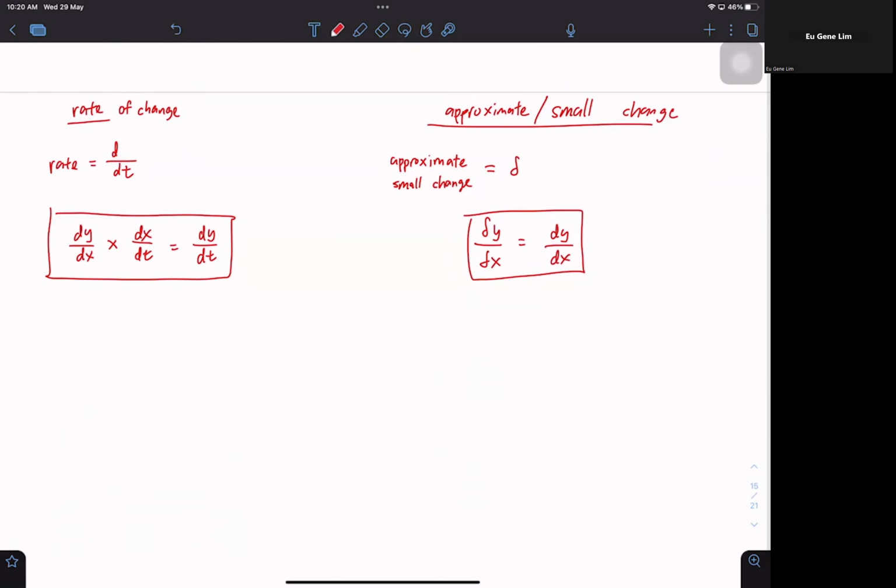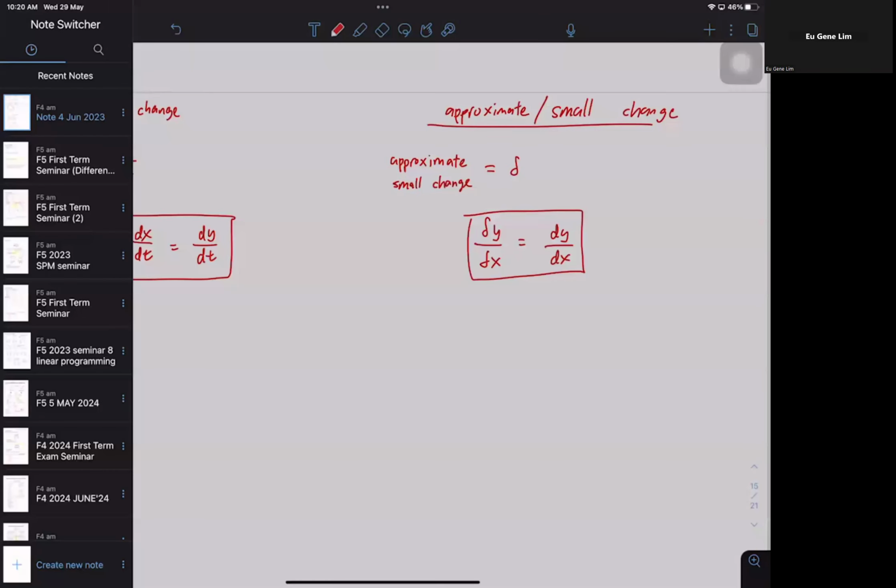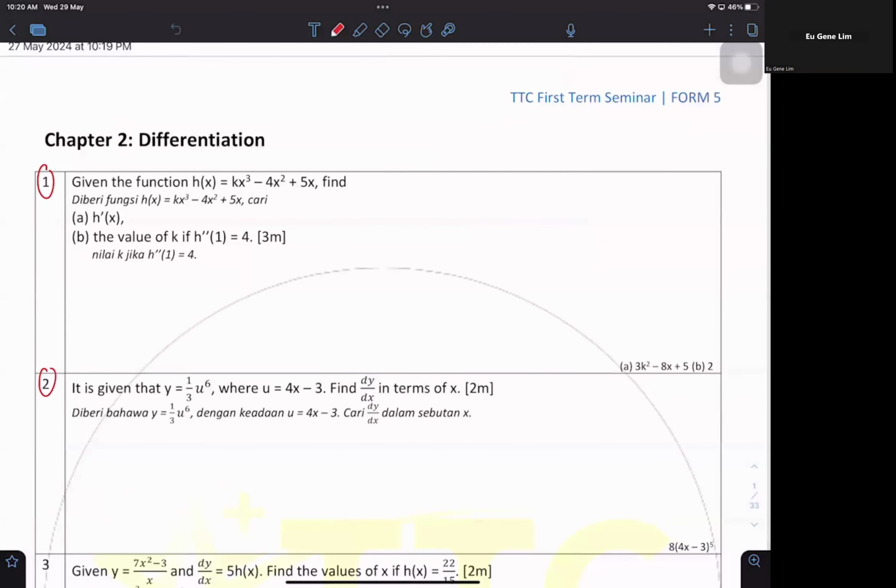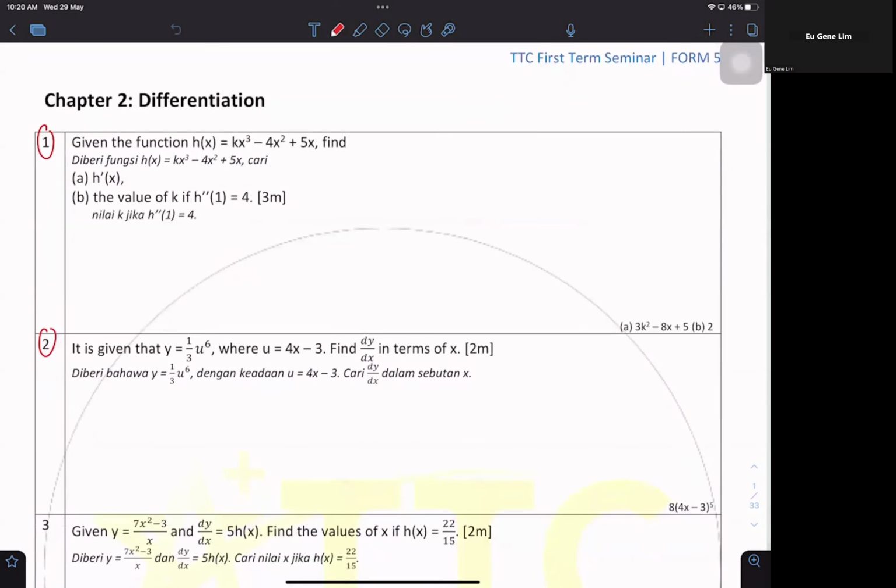Okay, so now let's start doing questions. Right, we quickly go through the questions. Let's start from number one. Given the function h(x) equals this, find h prime. H prime means what? H prime basically means dy dx. It means differentiate. So let's do it.